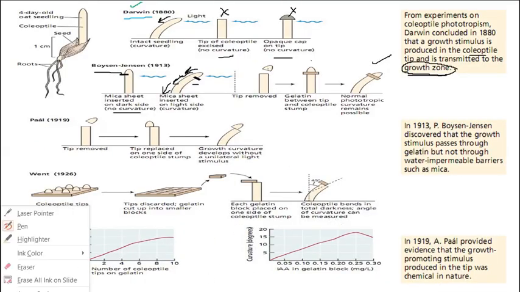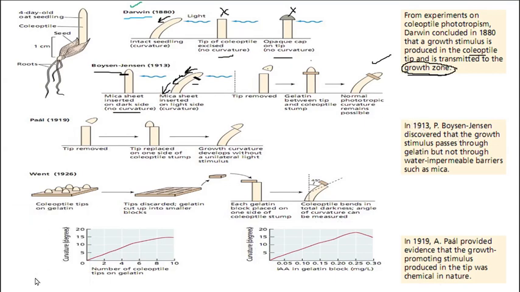So when the light was passed, Darwin concluded that the growth stimulus is produced in the coleoptile tip and is transmitted to the growth zone. Where is the growth zone? The growth zone is located below the tip region. Darwin says that the growth stimulus, which is auxin, is produced at the shoot tip and then transmitted to the growth zone. Clear? But when the tip region is covered with an opaque cap, there is no bending. When the tip part is removed, then also no bending.